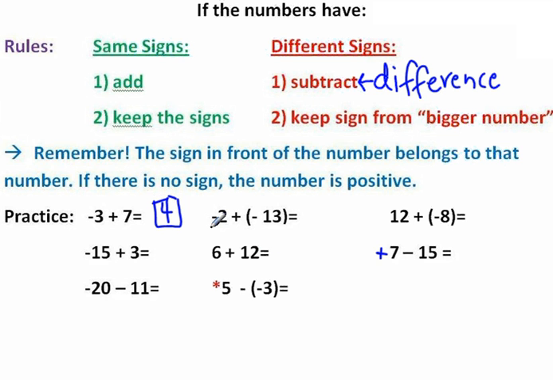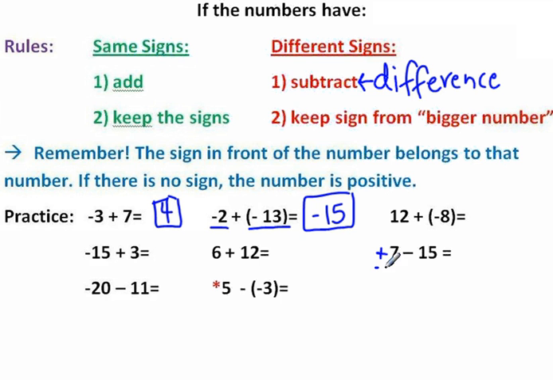So here I have a -2 and a -13. These have the same signs, they're both negative. Same signs, so we add. 2 plus 13 is 15. And I keep the sign. They were both negative, so my answer is negative. This is like saying you owe me $2 and then you owe me 13 more. In total, you owe me $15. Let's jump down to this problem right here.